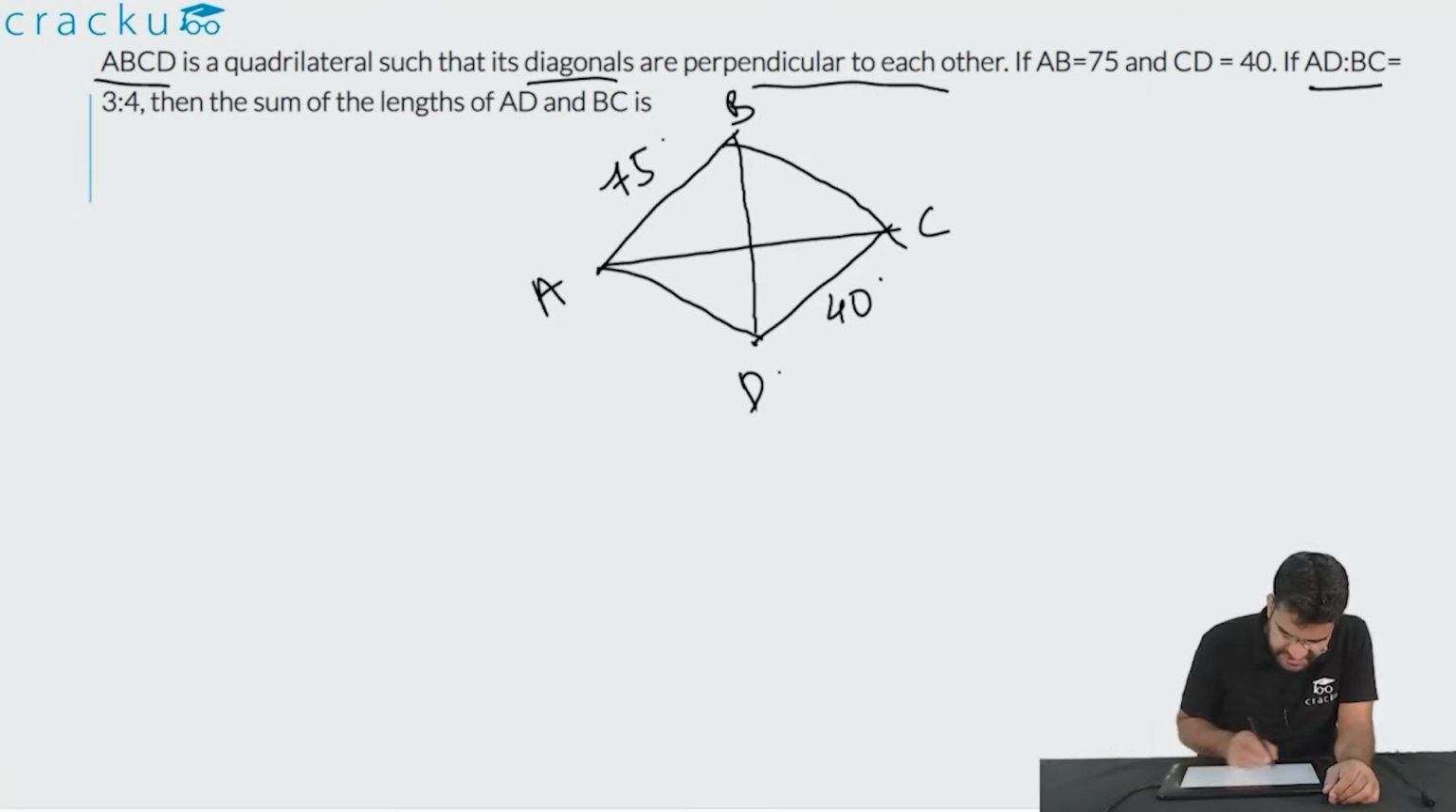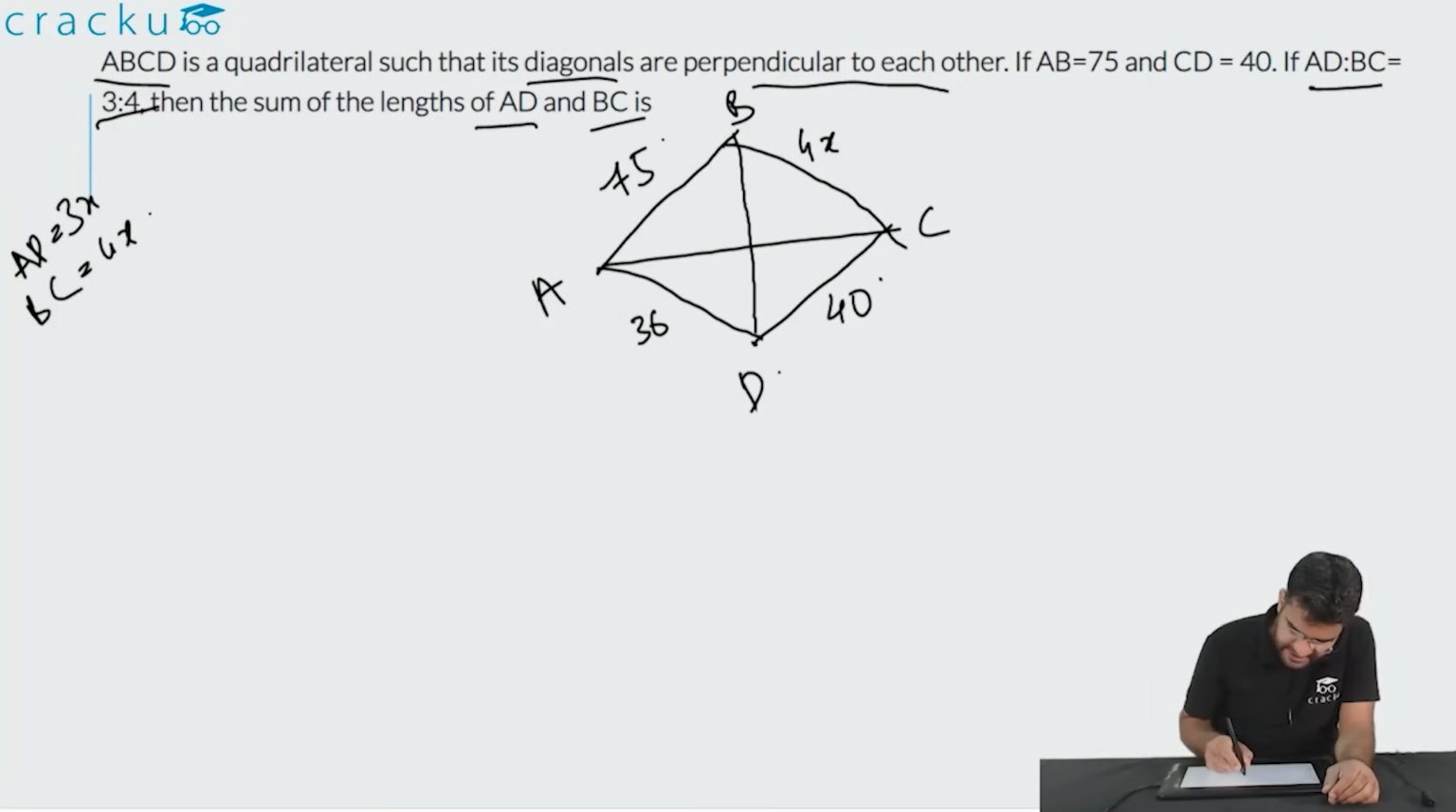AD is to BC is equal to 3 is to 4. So let AD be equal to 3x and BC be equal to 4x. So this is 4x and this is 3x. Find the sum of the lengths of AD plus BC. So we are basically asked to find out 3x plus 4x, which is equal to 7x. This is what we need to find out.